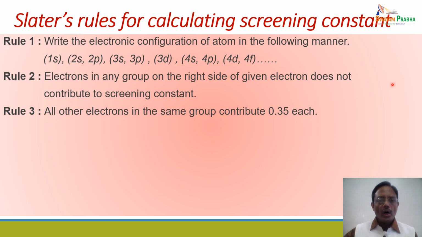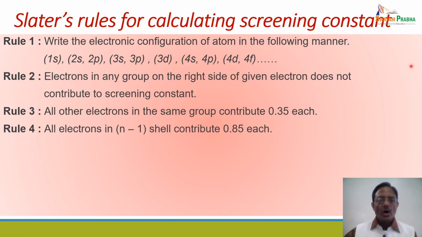Thirdly, all the electrons in the same group contribute 0.35 each. For example, if I want to calculate the screening constant for one electron in 3s and 3p, and this group contains, suppose, 4 electrons, so 1 electron is under consideration. The remaining 3 electrons will contribute 0.35 each to the screening constant.